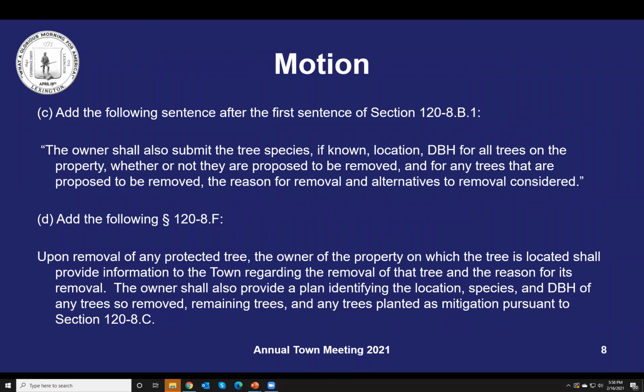Here's just a highlight of the major components of the motion. C, the owner shall also submit the tree species, if known, location, DBH for all trees on the property, whether or not they are proposed to be removed, and for any trees that are proposed to be removed, the reason for removal and alternatives to removal considered. So this gives us a pretty good breadth of what's happening on the site in terms of trees. It gives us basic information in terms of location and size, but it also gives us some indication of why these trees are coming down. So maybe we can propose solutions down the road.